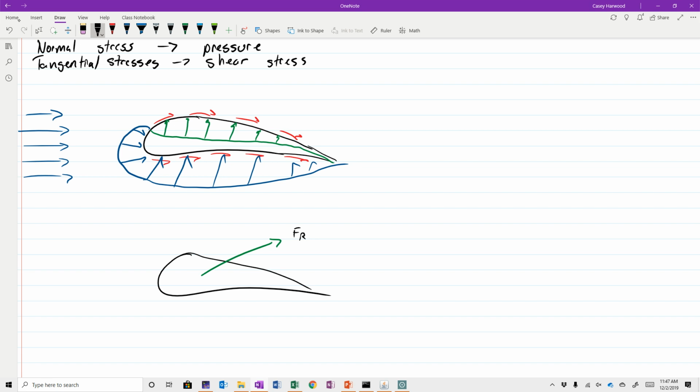Now, this resultant force is nice, but what we're really interested in as engineers are the two components, or we're interested in decomposing this resultant force into its two constituent parts, which we know as the lift and the drag force.